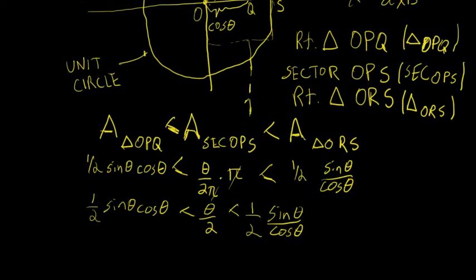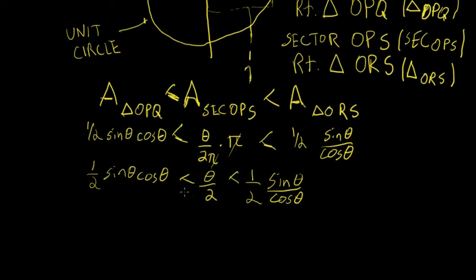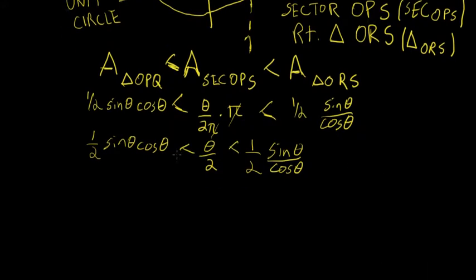Each of these portions of the inequality contains 1/2. So we can multiply every portion of this inequality by 2. So this will just become sine theta times cosine theta, which is less than theta, which is in turn less than sine theta over cosine theta.